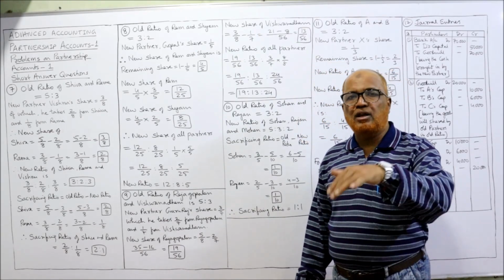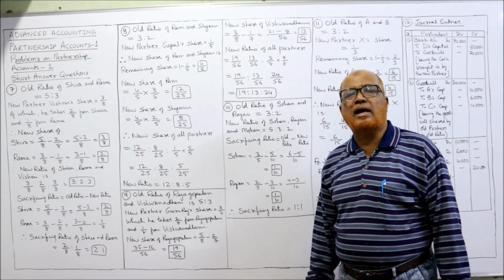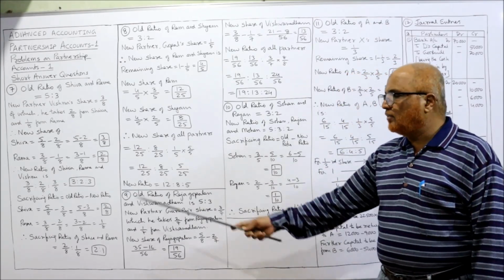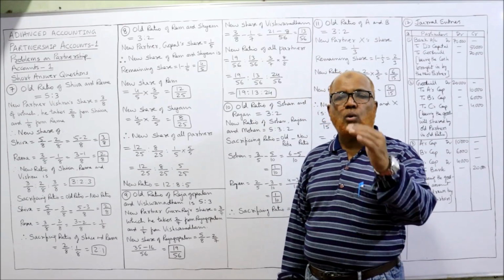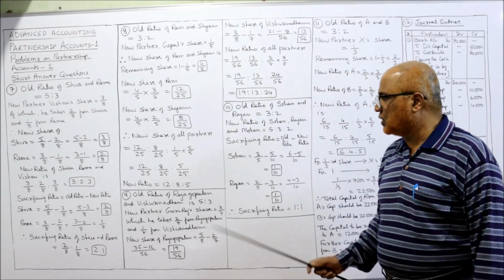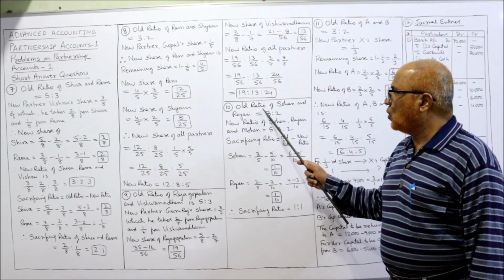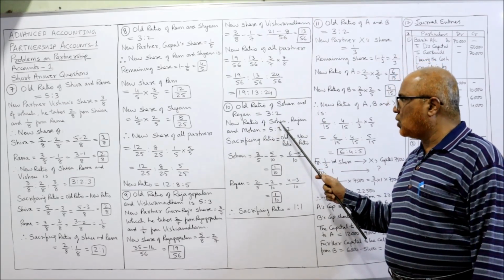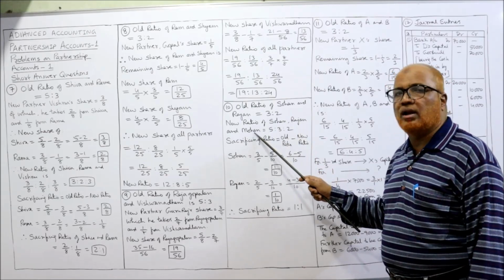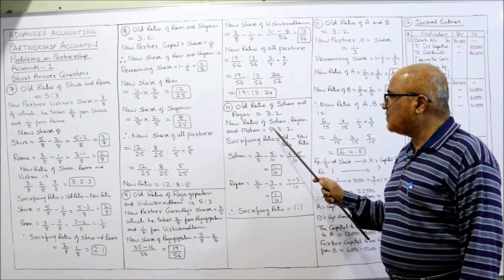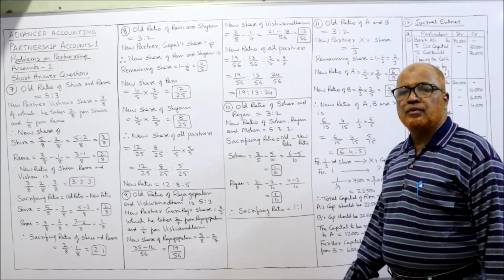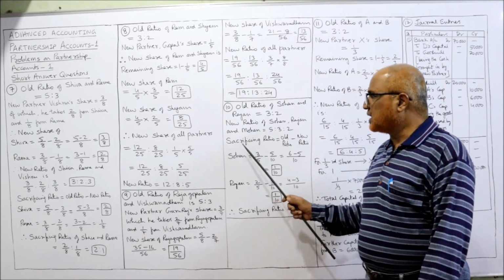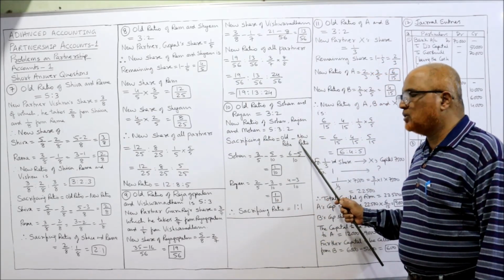Old ratio is given, new ratio is given. It is asking you to calculate the sacrificing ratio. Already we know the formula for sacrificing ratio is old ratio minus new ratio. So here you can see, the old ratio of Sohan and Rajan is 3 is to 2. The new ratio of Sohan, Rajan and Mohan, this is the new partner, is 5 is to 3 is to 2. Both the ratios are given. Sacrificing ratio is old ratio minus new ratio.